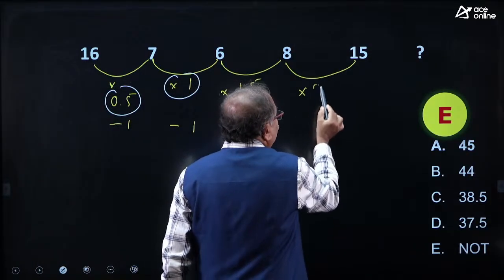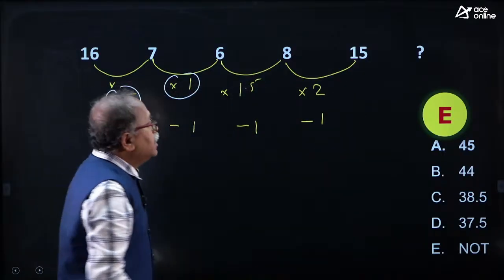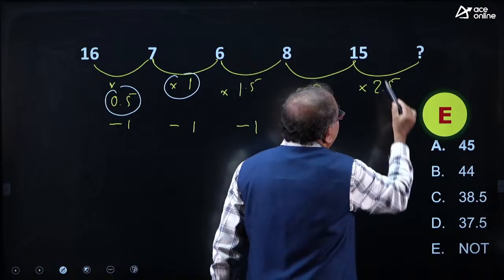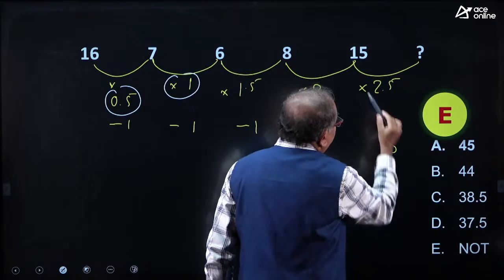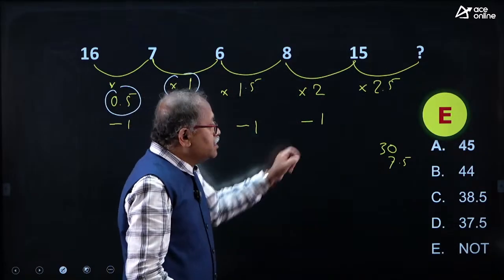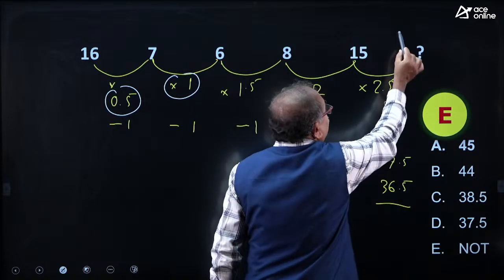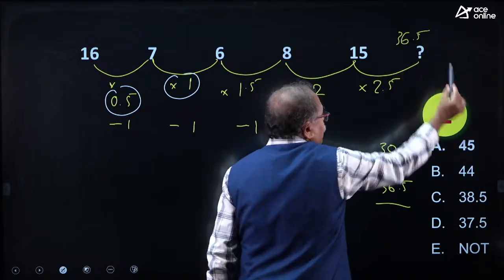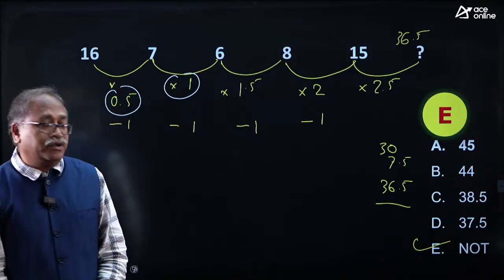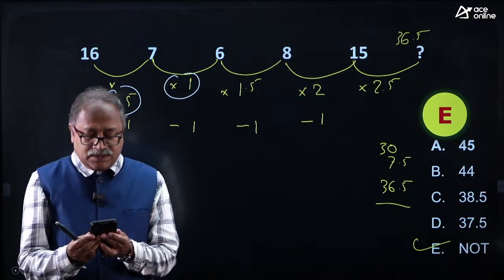So every time the multiplier is increasing by 0.5. So here this is into 2 is 16, 8 to 16 minus 1, that comes 15. And I will go for into 2.5 now. So 2 is 30 and 0.5 is 7.5, 37.5, and minus 1. The answer should be 36.5. This is 36.5 and I don't have 36.5. So I will go for option E, what Caroline has done. Yes, that's right.